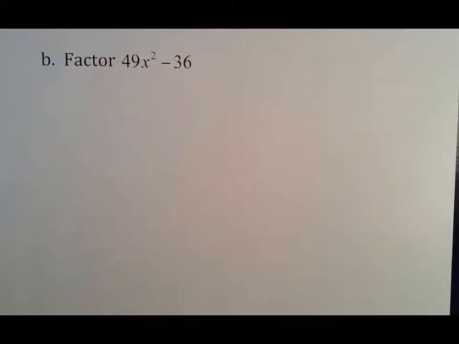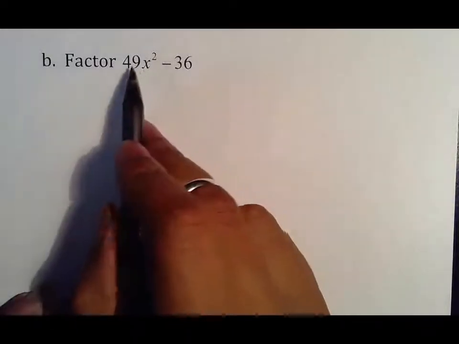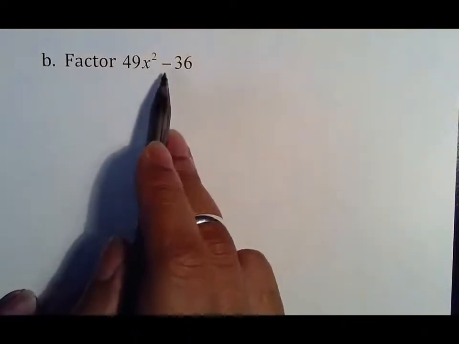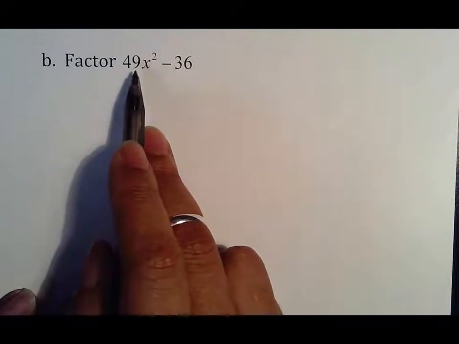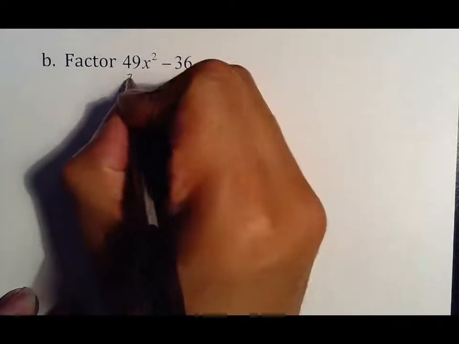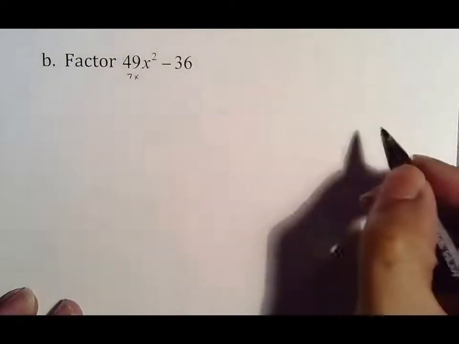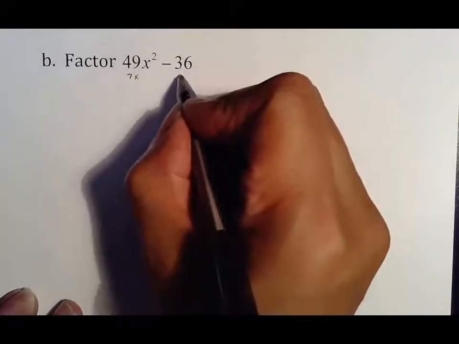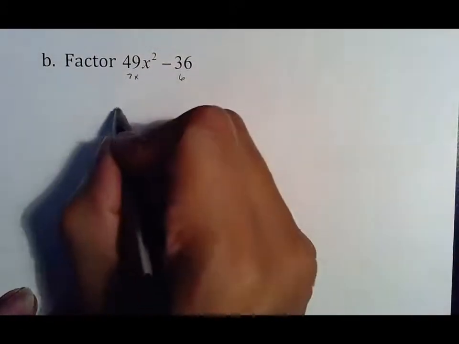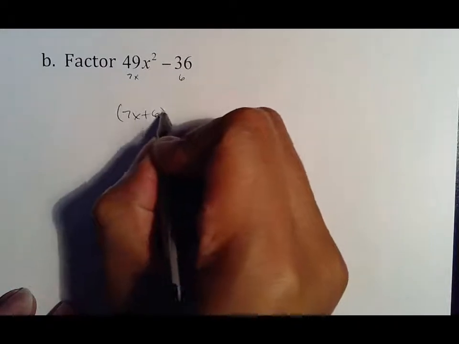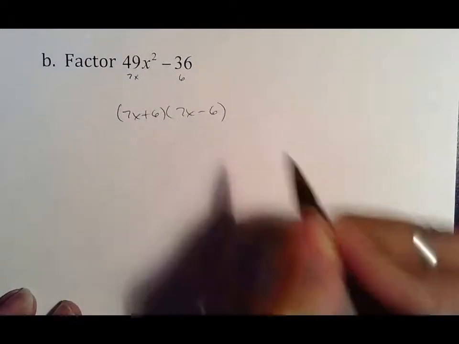For example, when you see this, the first thing you should think is it's 2 terms, no middle term, and it's a minus. So think to yourself, is there a number multiplies by itself to make 49? Yep, 7. X times x makes x squared. Is there a number that makes 36? 6. And once you get that, simply remember the pattern. 7x plus 6, 7x minus 6.